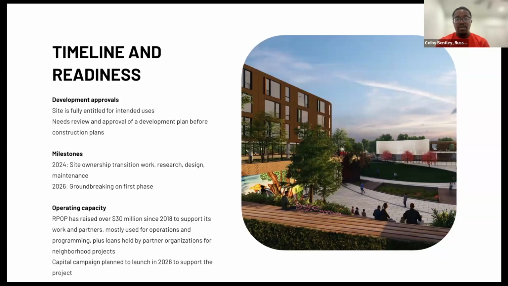Right now, the site is fully entitled for its intended use. The next step is a development plan approval. We plan on breaking ground later this year, and we already have experience raising over $30 million and are preparing a capital campaign tied to this project. This is a project that we plan on moving forward and executing for the community.